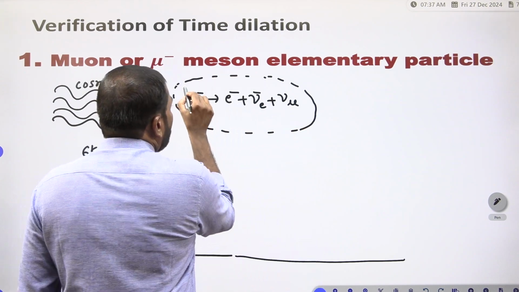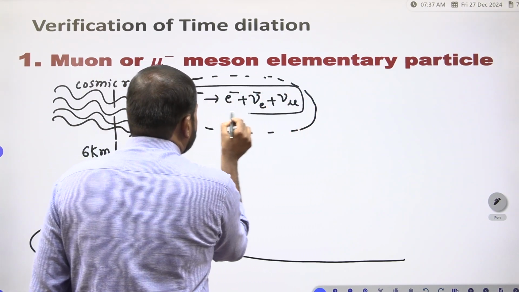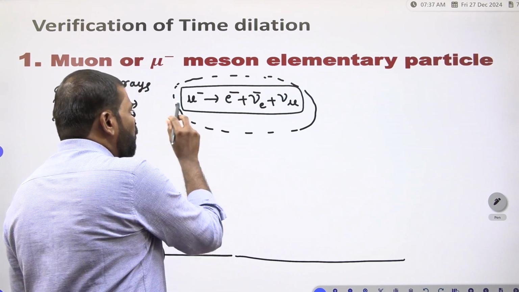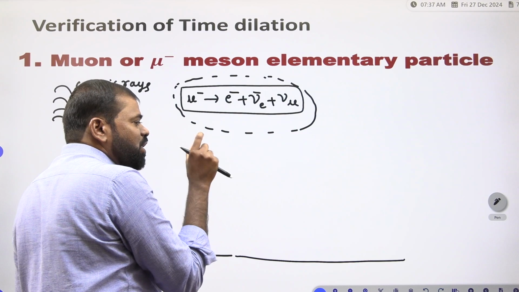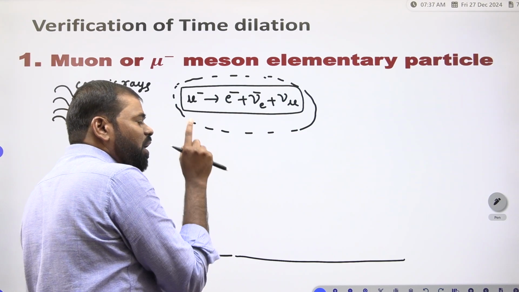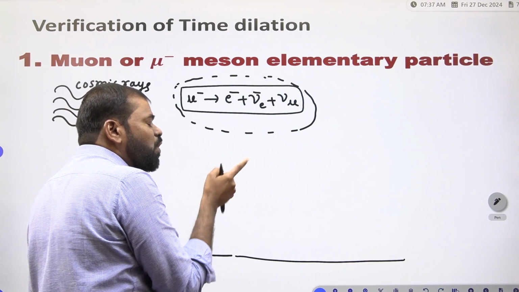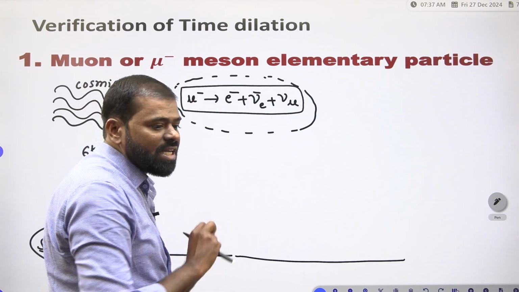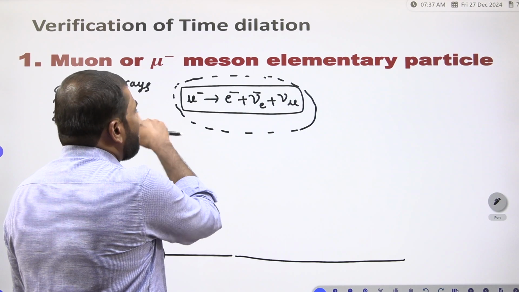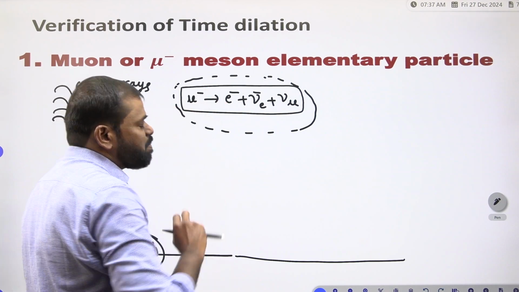This is the decay of the mu minus meson. Mu minus meson decay, it goes to one electron, one electron antineutrino, and one muon neutrino it will give. Clear? So, this is the elementary particle which is there in the cosmic ray, in the atmosphere.